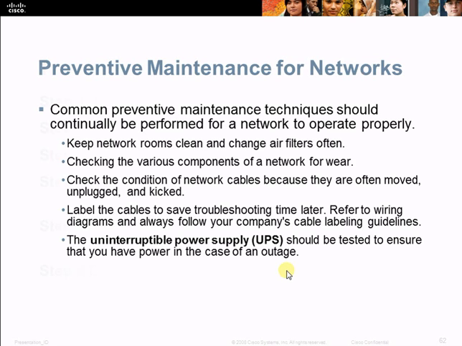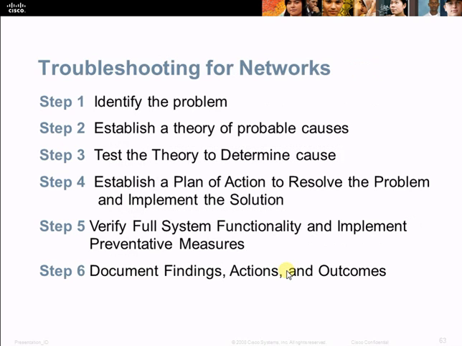And then the troubleshooting process applies the same for this as for other parts of the course. So we have our 6 steps: identify the problem, establish a theory of probable causes, test the theory to determine the cause, establish a plan of action to resolve the problem, implement the solution, verify full system functionality, and then implement preventive maintenance, document your findings, actions, and outcomes.